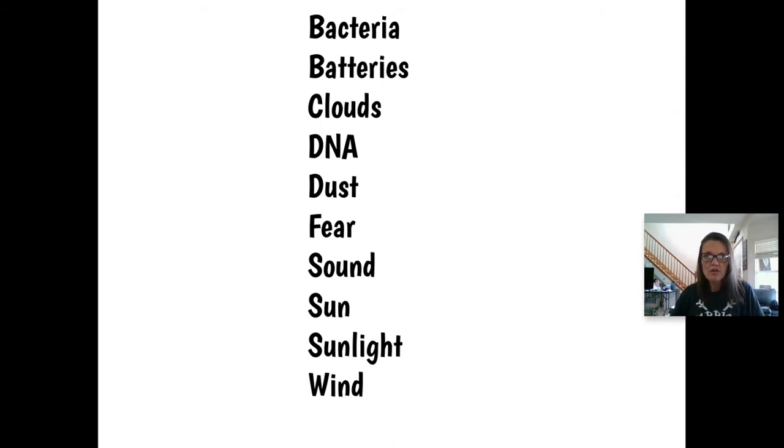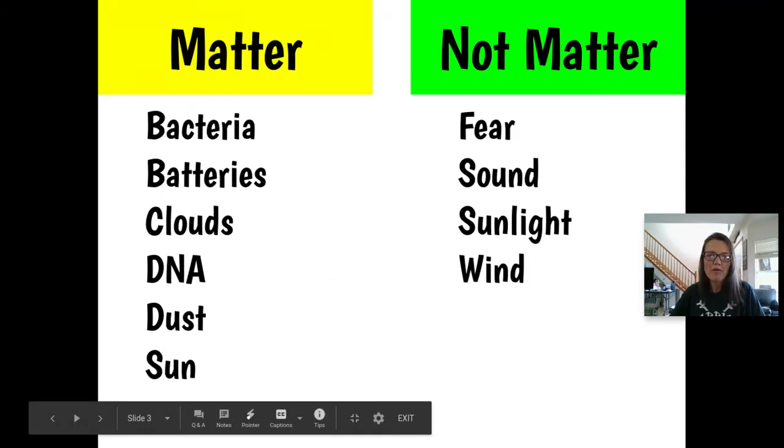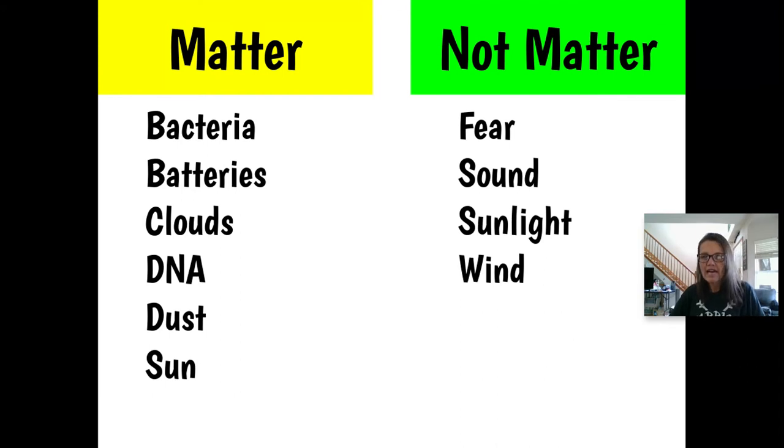Okay, so now that you've done that, we're going to go ahead and go over the correct answers. Let's see how you did. How's your T table look? Is this what you came up with? From that list, the items that are matter are bacteria, batteries, clouds, DNA, dust, and sun. All of those items, even when you consider them on the individual one particle example, are made up of matter, made up of atoms. In other words, all of them have mass and volume. Now sometimes their mass and volume might be insanely small, but they definitely have mass and volume.